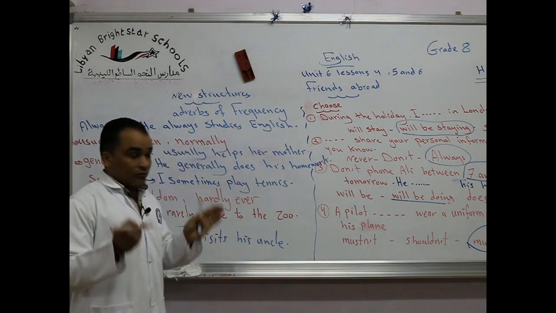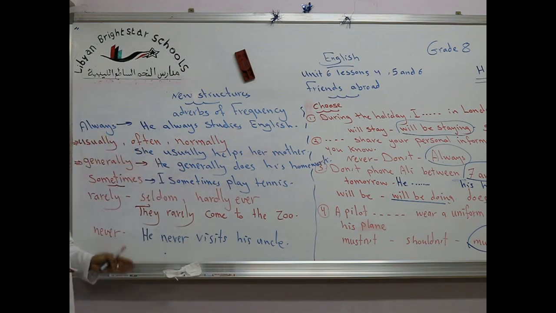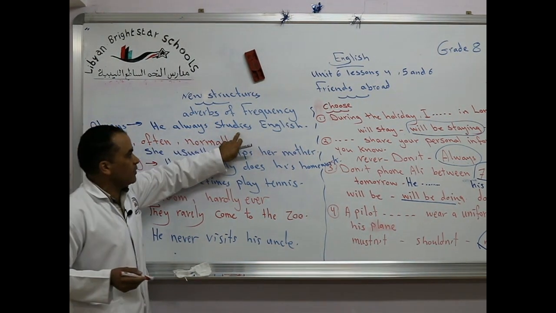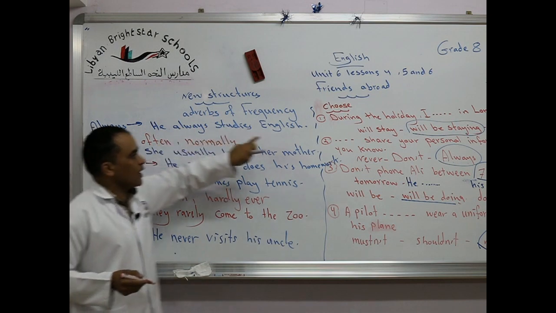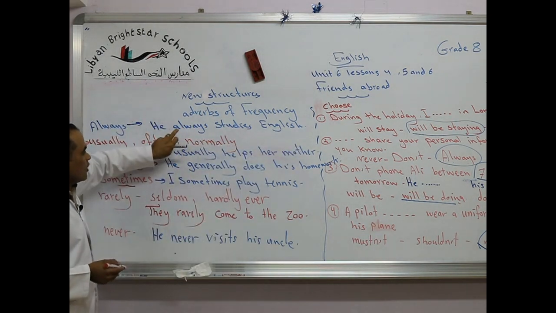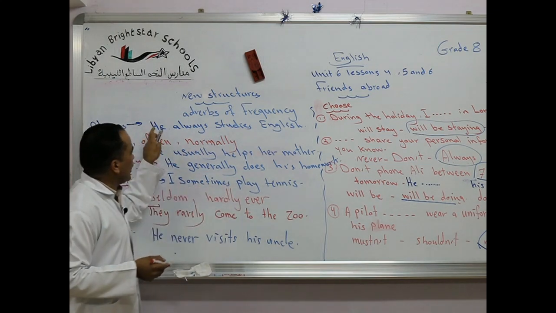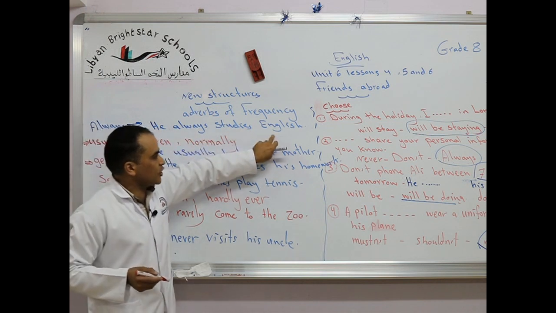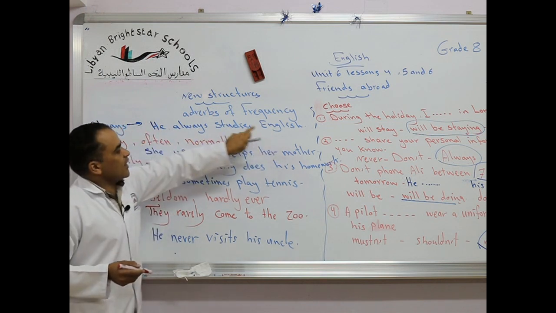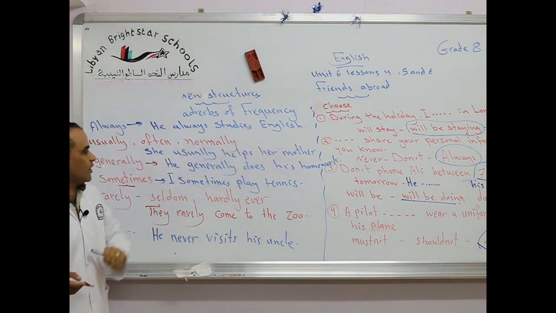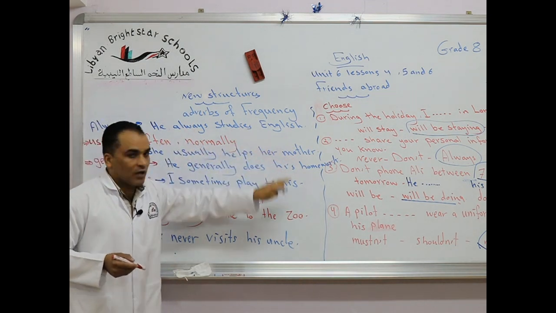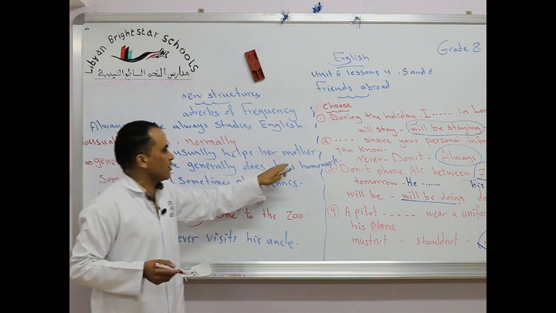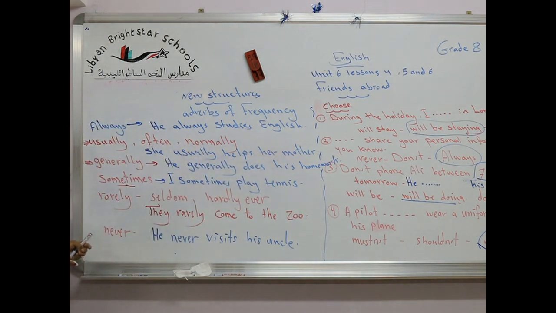Adverbs of frequency, we can use them at the beginning of the sentence, or between the subject and the verb, or at the end of the sentence. We can say always he studies English, or he always studies English, or he studies English always. She usually helps her mother, or she helps her mother usually, or usually at the beginning of the sentence.